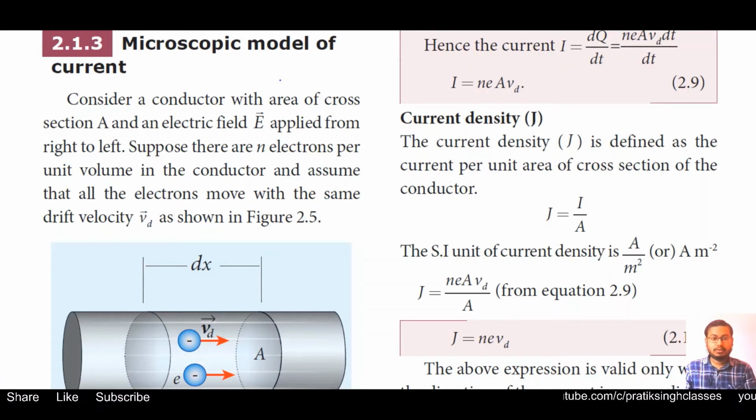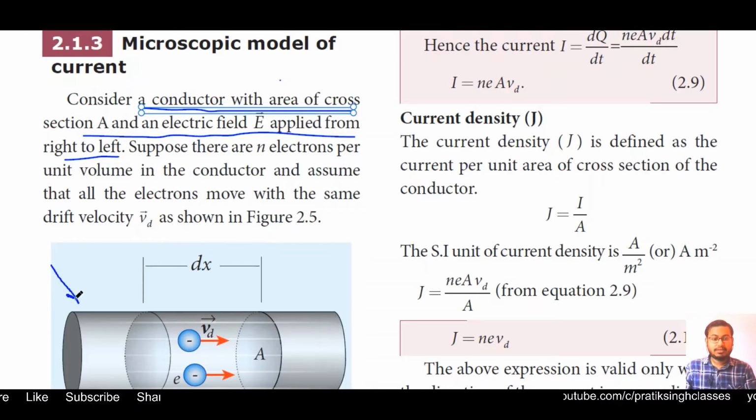Coming to the theory portion of this concept, consider a conductor with area of cross section A and an electric field E applied from right to left. As you can see here, this is a conductor of cross sectional area A, and the electric field is applied from right to left. So the direction of the electric field is from right to left. Always remember this.